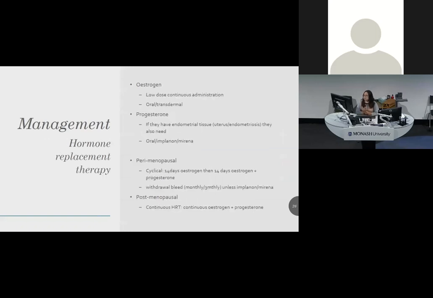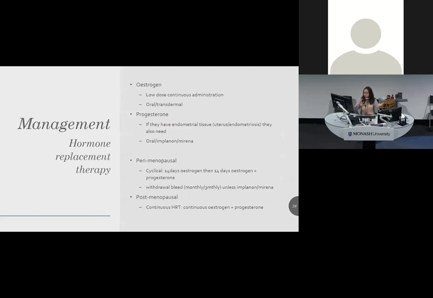So your hormone replacement therapy, basically I tried to put this really simply, but it can get a bit complicated. So everyone needs estrogen. They get a low dose continuous estrogen administration. This can be either through a pill or it can be a patch. So everyone needs estrogen if you want to put them on hormone replacement therapy. If they have endometrial tissue, so that is a uterus, if they still have a uterus, or if they have endometriosis, then they also need progesterone. So this can either be done, again, oral, Implanon, or Mirena.